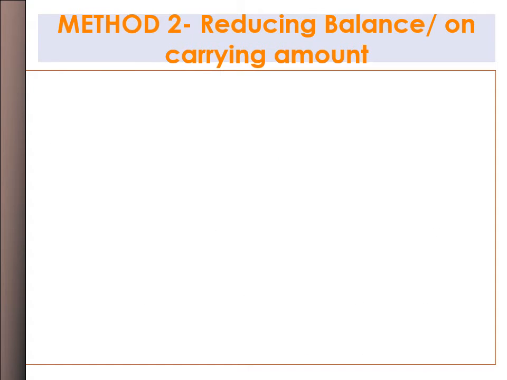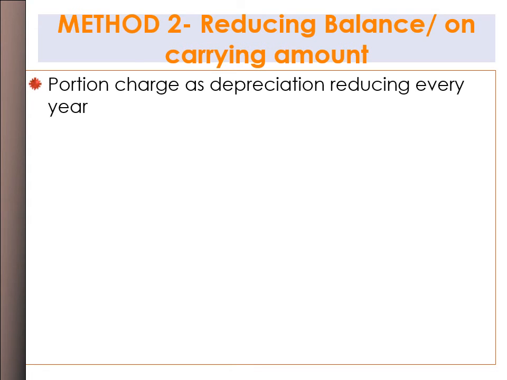The second method is using reducing balance, or sum of the book. Depreciation on carrying amount means that you need to find out the carrying value of that tangible non-current asset. Then you multiply it with the percentage rate of depreciating value. So the percentage charged as depreciation will be reduced in each year as it progresses.